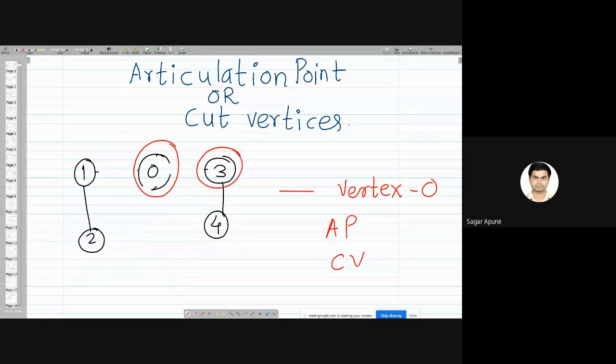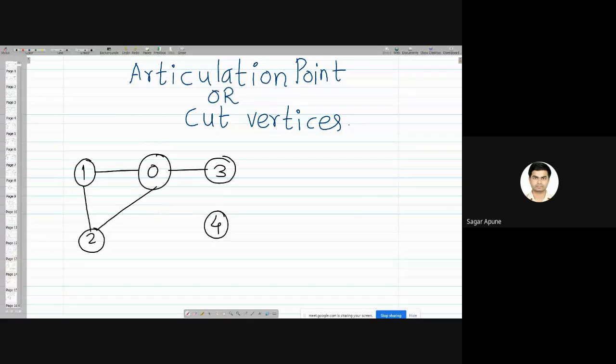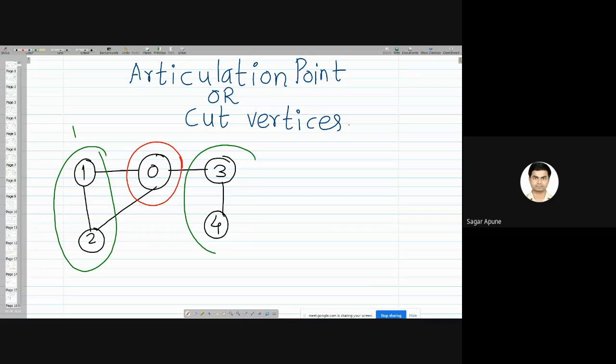Okay, this is my previous image. Why is 0 an articulation point? Because if I remove 0 from the graph, it is divided into two graphs. The first graph contains 2 nodes, the second graph contains 2 nodes. That is my second graph. So the first articulation point or cut vertex is 0.